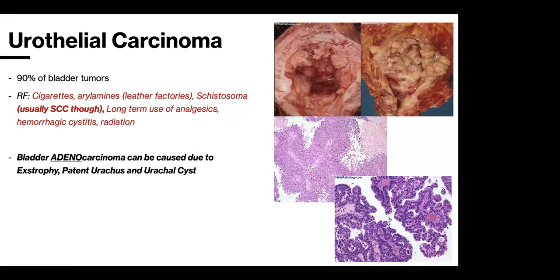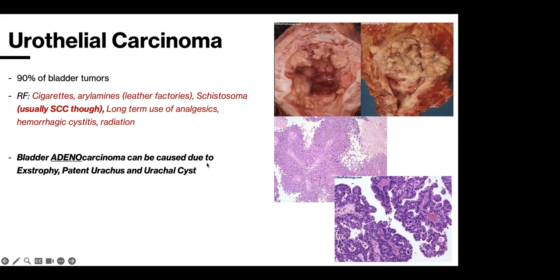If the question comes like that, the best answer would be squamous cell carcinoma if the patient has schistosoma exposure. It is included in this list of urothelial carcinoma risk factors because it could be caused by it. But with schistosoma exposure, the first thing you should think of is squamous cell carcinoma. Moving on, long-term use of analgesics, hemorrhagic cystitis, and radiation could also cause it.